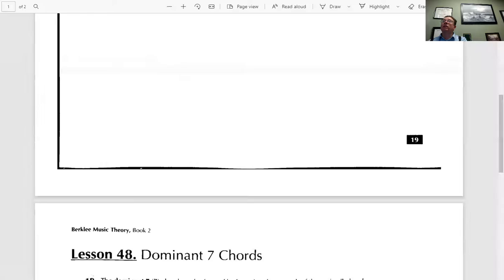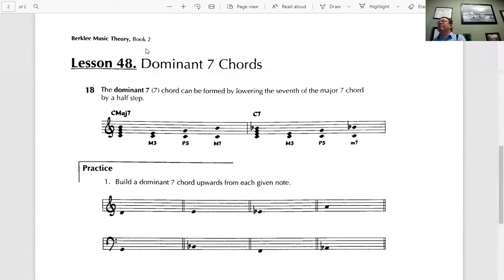So the first step, obviously, is we have to find out what a dominant seventh chord is. I'm going to tell you and show you, and then later I'm going to demonstrate it for you. I still think it's the most important chord in all of music. So let's share my screen here, and we're going to lesson 48. Let's read the text real quick, and then I'll tell you what I really think.